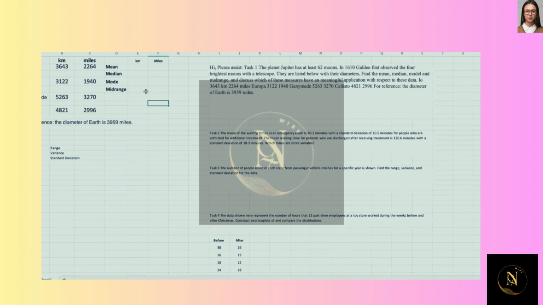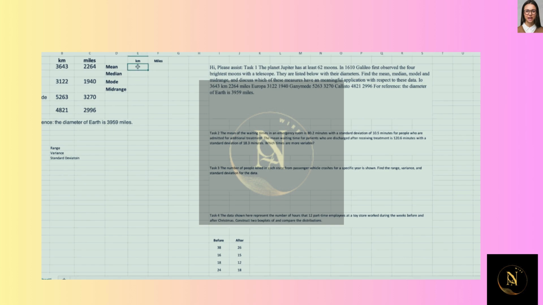It wants you to find the mean, median, mode, and mid-range, and discuss which of these measures have meaningful application with respect to these data. And it says, for reference, the diameter of the Earth is 3,959 miles.